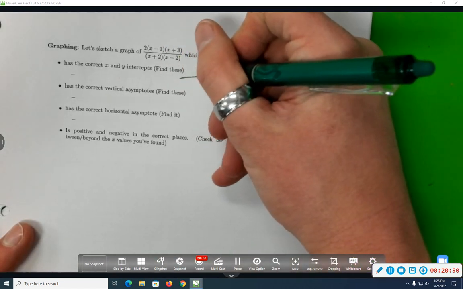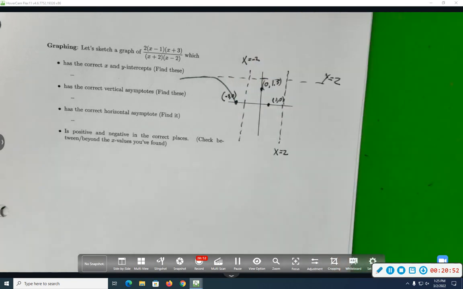So, horizontal asymptote to X-intercept. Between that X-intercept and that vertical asymptote, positive or negative? Positive? Negative? Should I discuss?